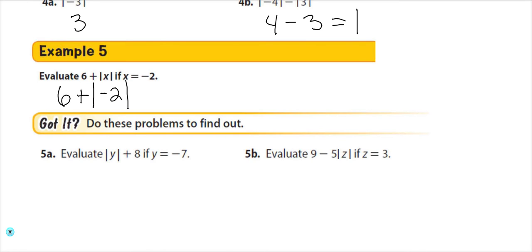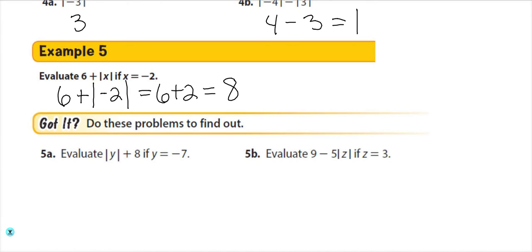So again, think to yourself, how many jumps is it from -2 to 0? In this case, it would be 2. So what this actually is asking you for is just 6 plus 2. All right, and then of course we know the answer is 8. All right, go ahead and pause it and try at least 5A. 5B might give you a little bit of trouble here, but at least try 5A here, and then come back to me as soon as you're ready.